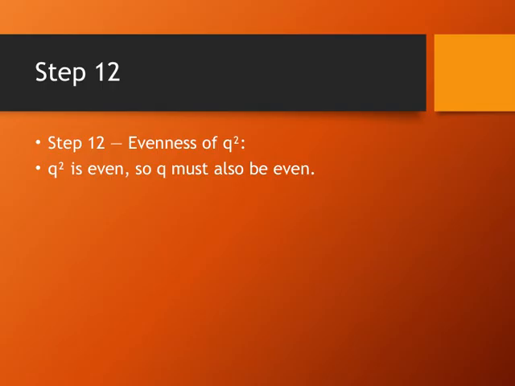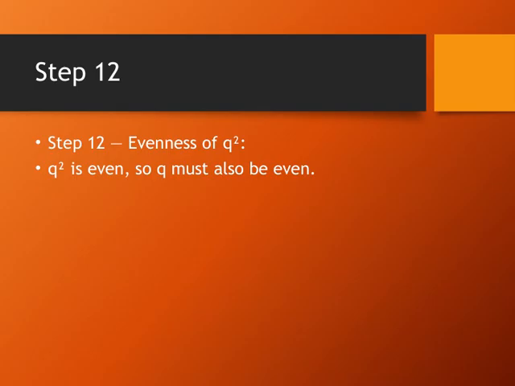All right, let's look at step 12, which focuses on the evenness of q squared. Now, if q squared is even, what does that tell us about q itself? Well, in mathematics, if a square number is even, then the original number must also be even. That's because the square of an odd number is odd, and the square of an even number is even. So in this case, since q squared is even, we can conclude that q must be even as well.